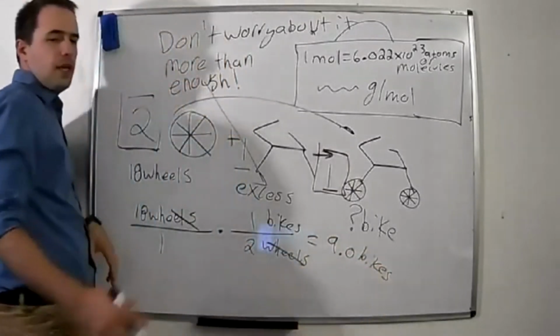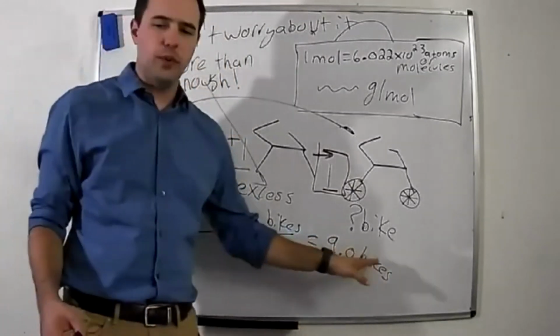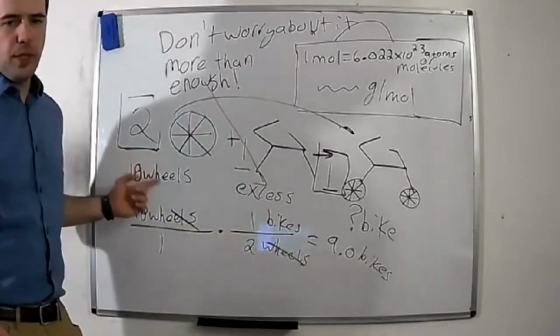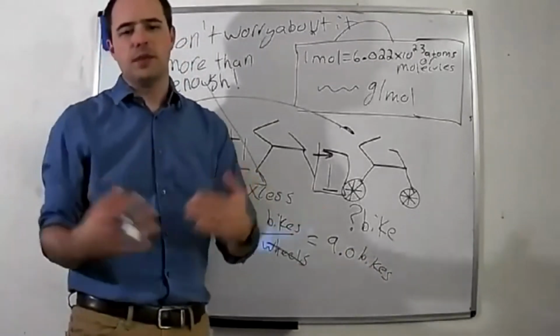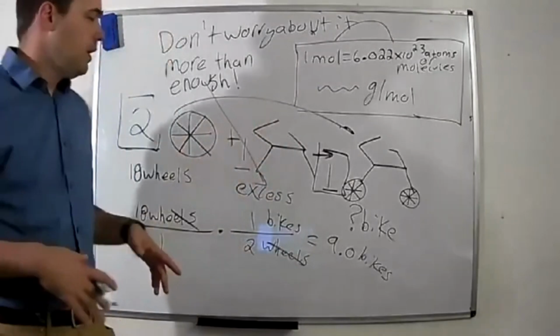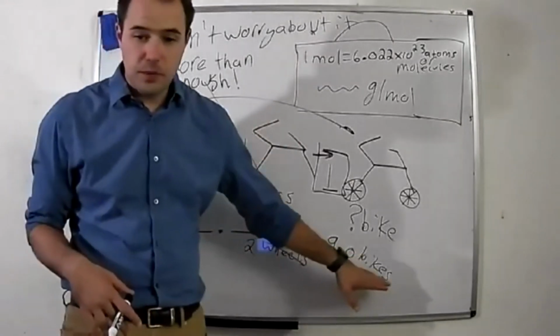Now we could get into a philosophical debate. Do I really need the 0.0 in there? How did you determine there were 18 wheels? You probably counted them, so it's not really a measurement, blah, blah, blah. I don't care. Okay, so anyway, 9.0 bikes.